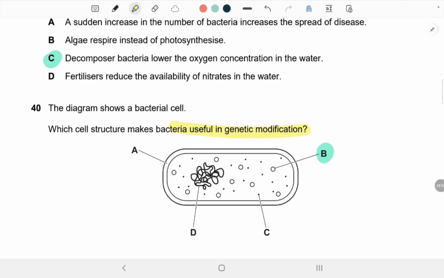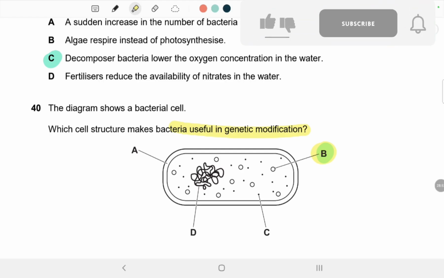So in genetic modification, the plasmid is the one which is useful, and I have explained this for you in other previous papers, which contain the October-November 2025 variant 1, the May-June 2025 variant 1, and May-June 2025 variant 2, and they are found on my channel. I will leave you a link in the description and on the end screen.